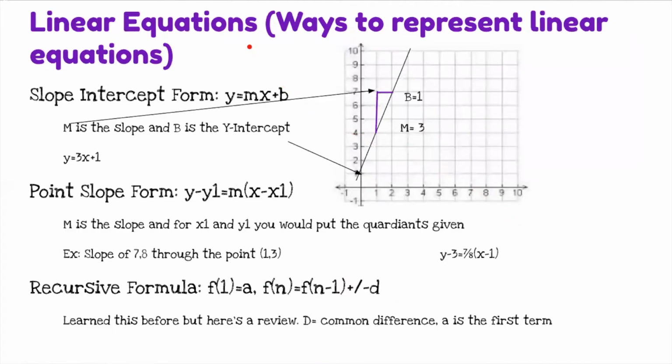So how do you represent linear equations? Let's see, there's 3 different ways to represent a linear equation. There is slope-intercept form. You might recognize this from last year's math class or some other time. So it's y equals mx plus b. That sounds intimidating, but it's quite simple. M is the slope, while b is the y-intercept.